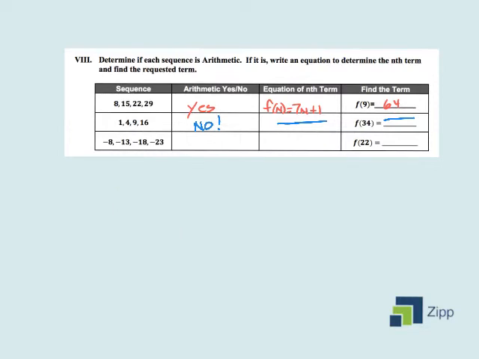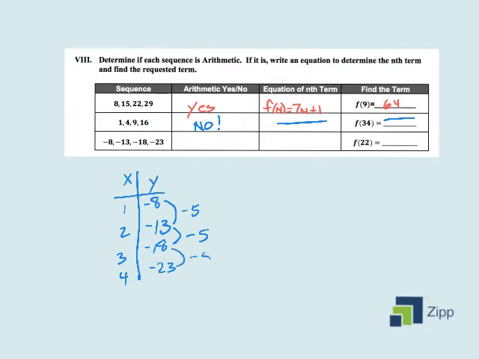Let's look at the final sequence. -8 to -13, that's a difference of -5. And then to -18, is that a difference of -5? Yeah, if I subtract 5 more, and then if I do it again, I'll get -23. So yes, this is an arithmetic sequence. It's changing by 5 every time.